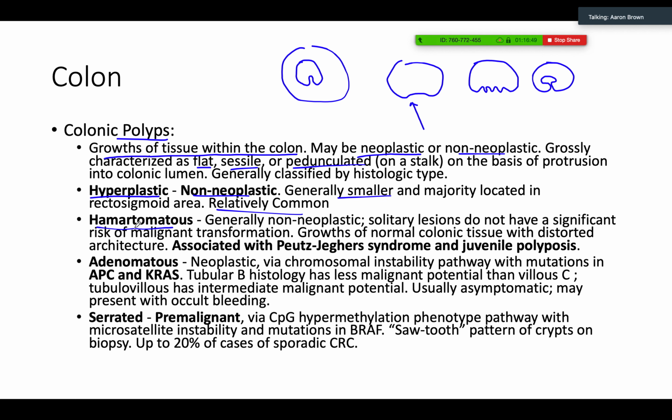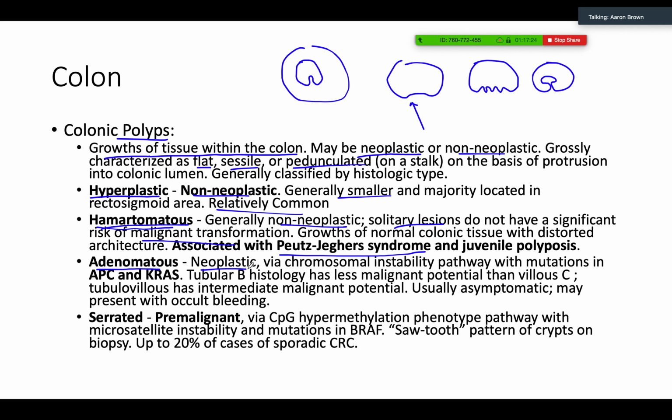Hamartomatous. When you see hamartomatous, think about bloody. Okay, bloody. These are generally non-neoplastic. They're generally found as just a single solitary lesion. They don't have risk of malignant transformation, and they are associated with Peutz-Jeghers syndrome. In Peutz-Jeghers syndrome, these are the people that present with the discoloration on their lips, and they also have these growths of very bloody polyps. Hamartomatous means bloody polyps. Okay.